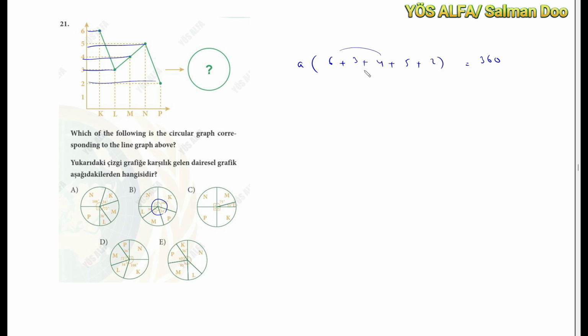6 plus 4 is 10. 5 plus 3 plus 2 is 10, so we have 20a is equal to 360, a is 18. So now we can figure out each angle. Let's start with K. K is 6a. 18 times 6 is 108, and L is 3a. 18 times 3 is 54. Now let's check the answer choices. K is 108 and L is 54. This is K is 108, but L is not 54. Cancel out. K is 108 and L is 54. So that's the only choice with K 108 and L 54. So our answer is D.